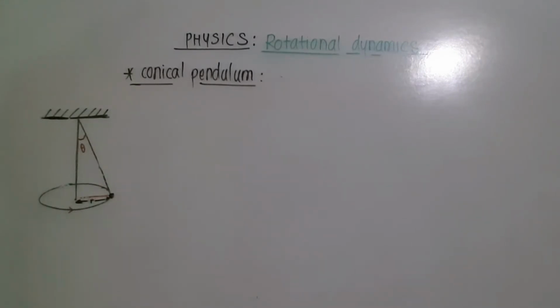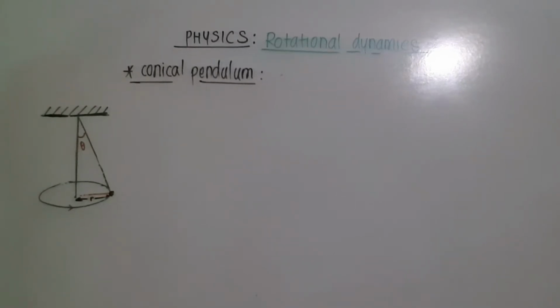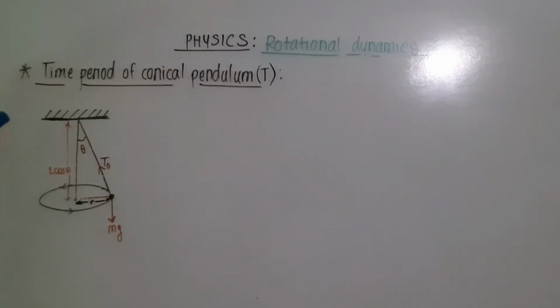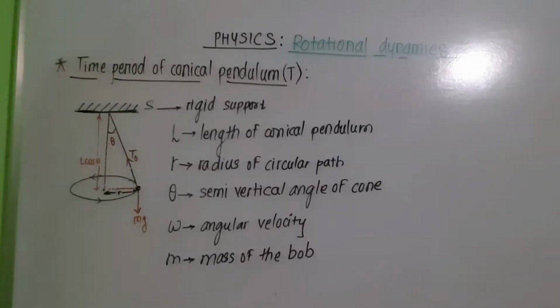string describes a cone as shown in this figure. So, see, this is the string and this is the horizontal circle which is performed by that bob. And when this bob is revolved in a horizontal circle, we can see that the string sweeps out a cone in space. So, it is called a conical pendulum. Now, let us obtain an expression for the time period of a conical pendulum.